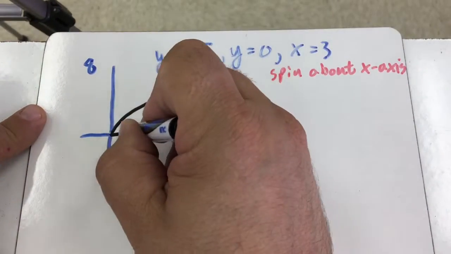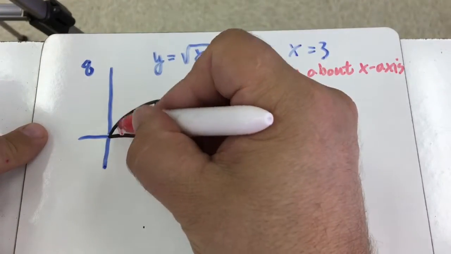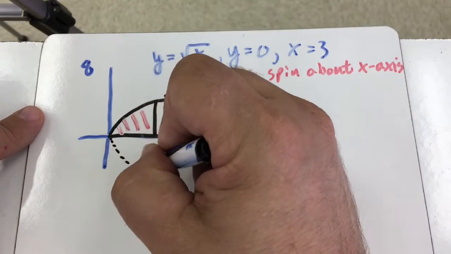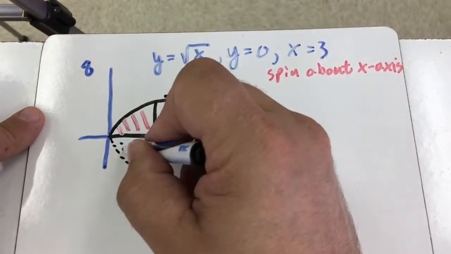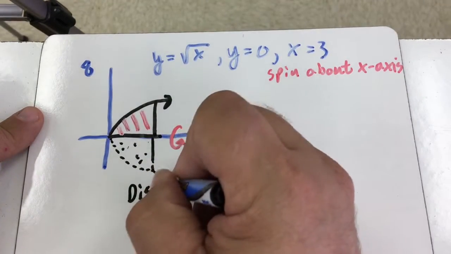Y equals 0, that's the horizontal line, and x equals 3. So that's going to give me this shaded region. And I'm going to spin this about the x-axis. So the reflected image would look something like this. I'm going to start spinning it. As soon as I notice this, I notice it's going to be a disk and not a washer.